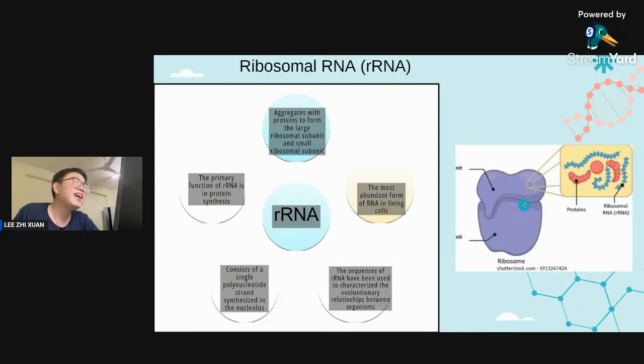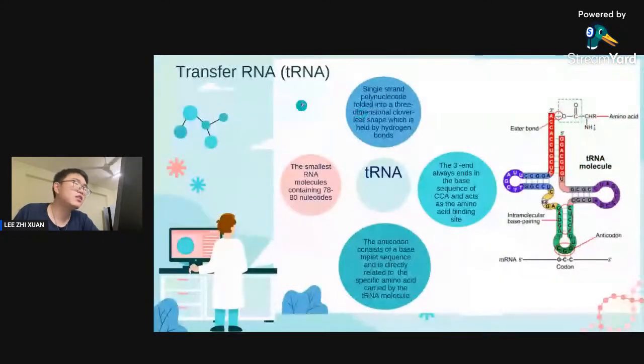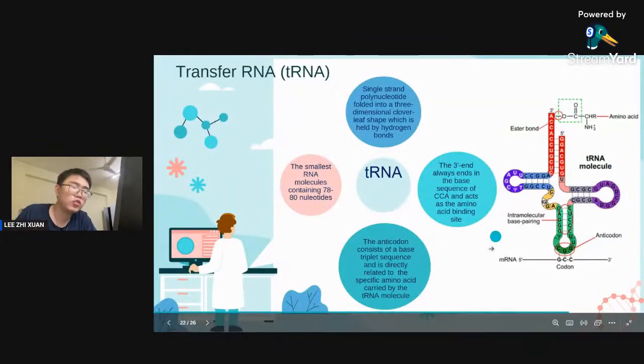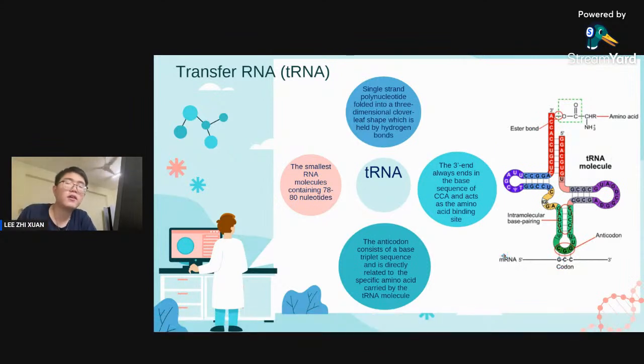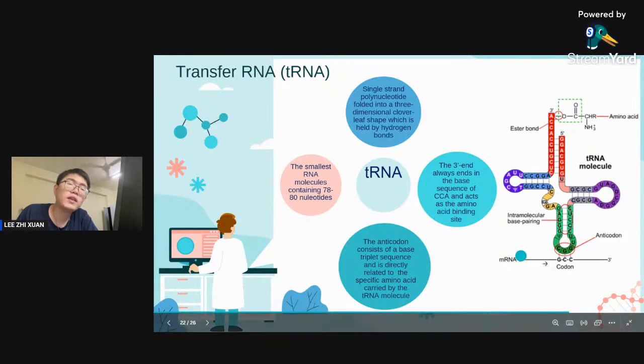Okay, so the last type of RNA is transfer RNA, tRNA. If you look at the structure of tRNA, it is very different from rRNA and mRNA. You can see that it looks like a loop and handle structure. This structure is known as the loop and handle structure. So these are the spatial structure of tRNA.